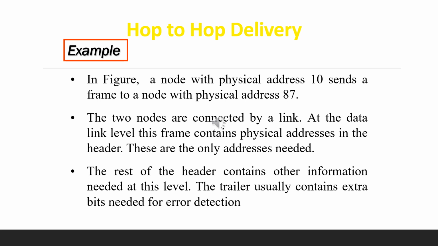Now, as I said, at the data link layer we can only connect two machines which are on the local area network, and to connect the local machines we only require physical addresses. The rest of the header contains other information needed at this level. The trailer usually contains extra bits needed for error detection and correction.